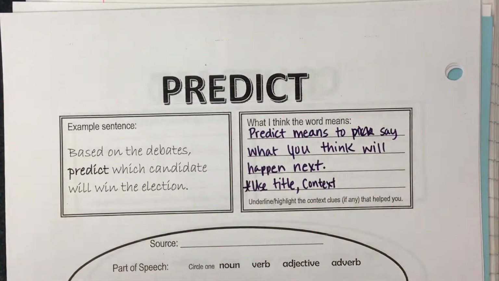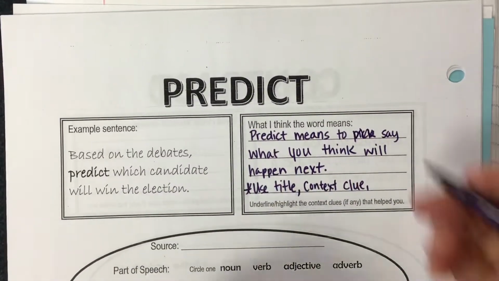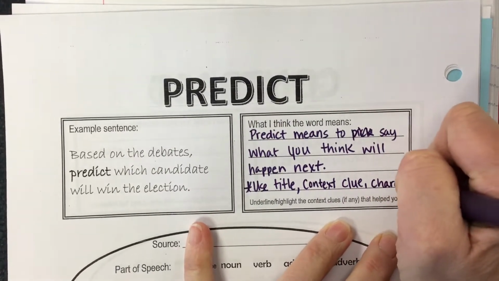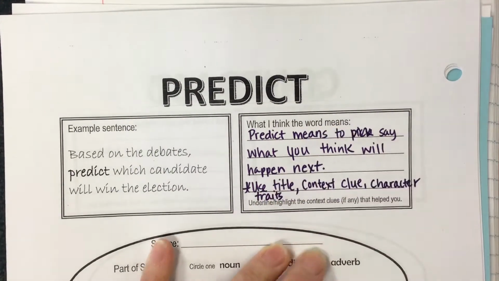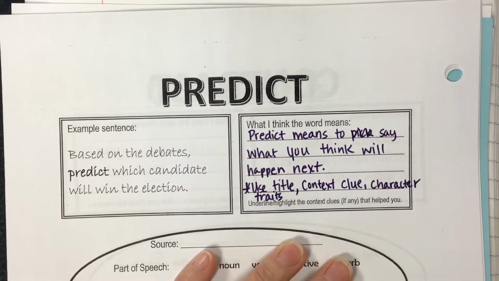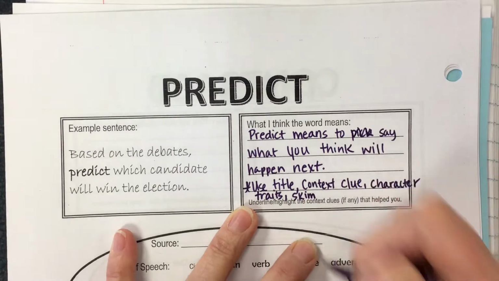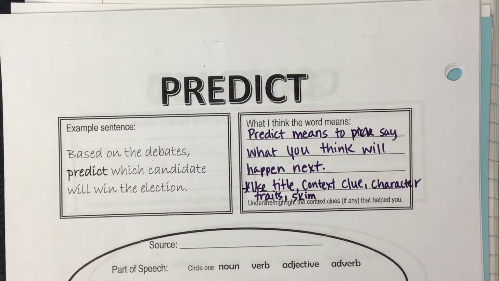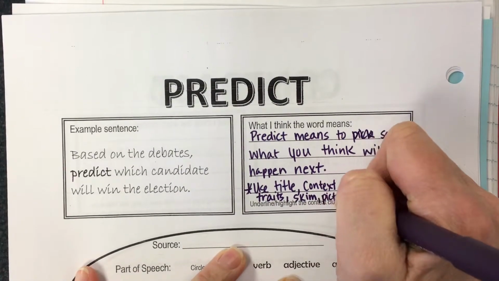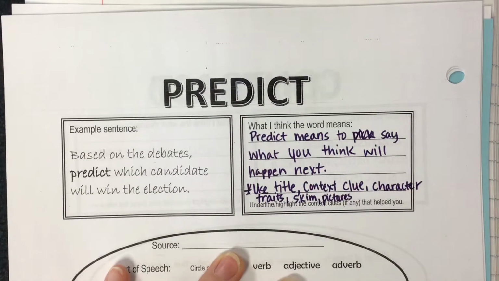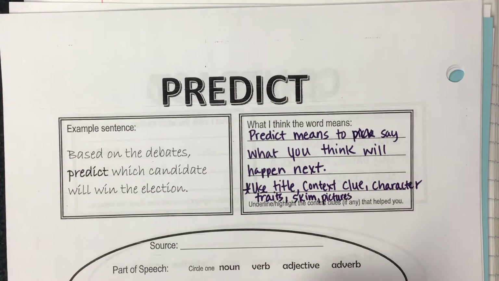What does the text say? Okay, what do we know about a character? Character traits. What else can we use? Yes. Read the first sentence. Okay, right. We can skim. Skim the text. Okay, we can use the pictures, the diagrams, the charts. And something else that we can use is our background knowledge.